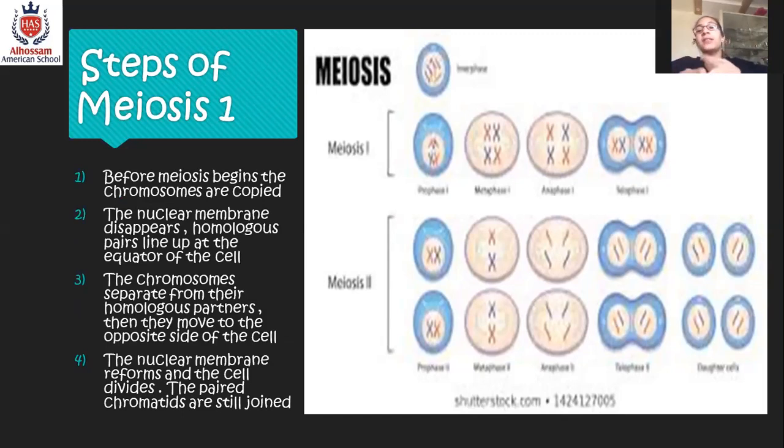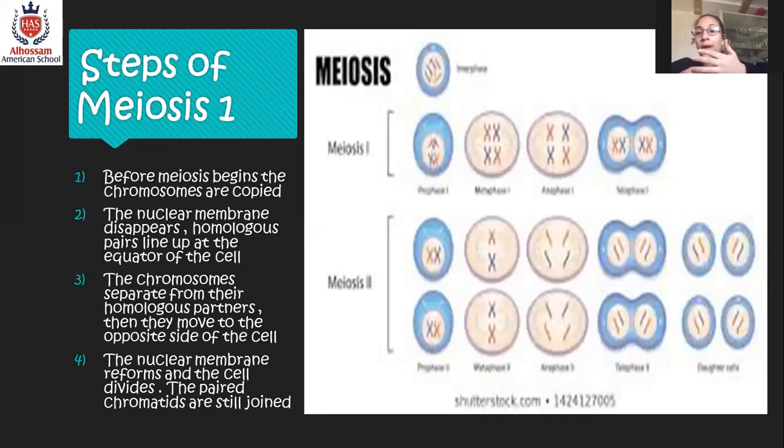In the prophase, the nuclear membrane disappears and the chromosomes are more clear. And then we have the metaphase. In the metaphase, the chromosomes align at the equator of the cell, and the spindle fibers begin to pull them apart, and that's in anaphase. In anaphase, the chromosomes are pulled apart. Each chromosome is on the opposite side of the cell.